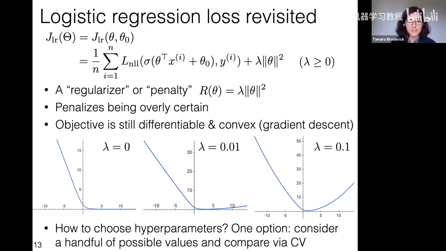Hyperparameter selection in general is an interesting question, just as parameter selection is an interesting question. You can think of it much like that. It's called a hyperparameter for a reason. It's like just the next level up parameter. But one idea, and one that's worth thinking about, is to consider a handful of possible values and compare them with cross-validation. I see there's a question.